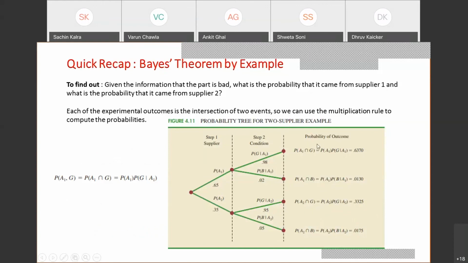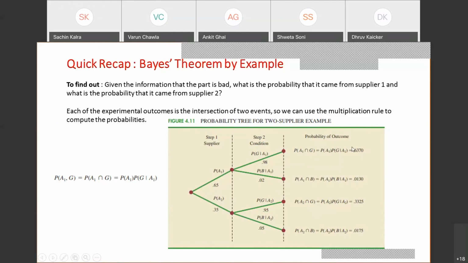Now, the probability of the outcome that the part is good and is from supplier 1. Now, guys, please understand my words. It is not the problem statement. It is something else: the part is bad or the part is good, and what is the probability it came from supplier 1. So it is a co-occurrence of events, that we received a good part and it is from supplier 1. We just multiply these two values and we got these values.